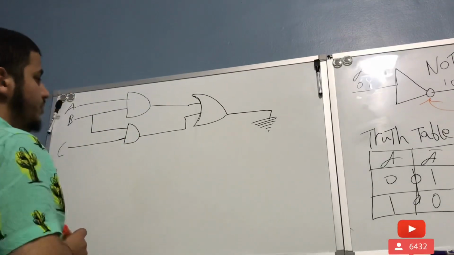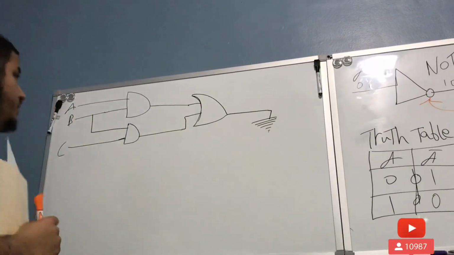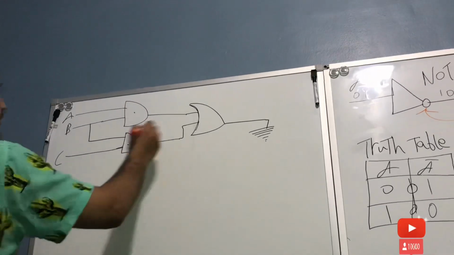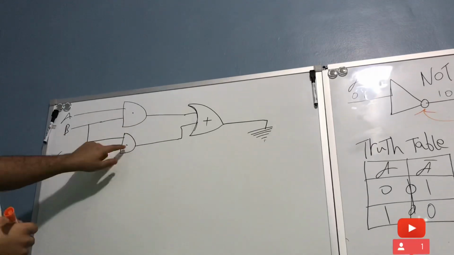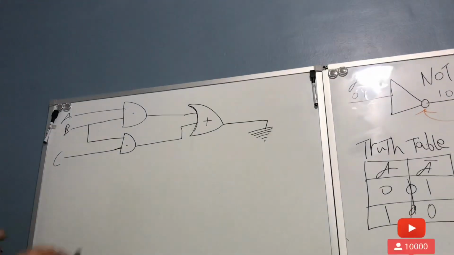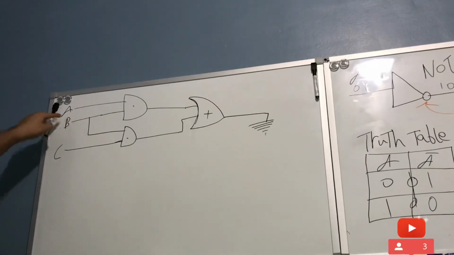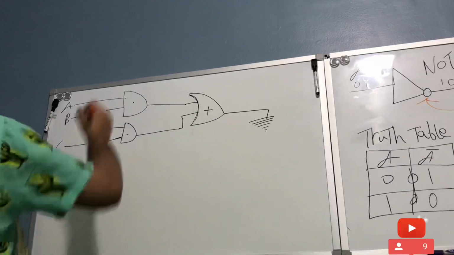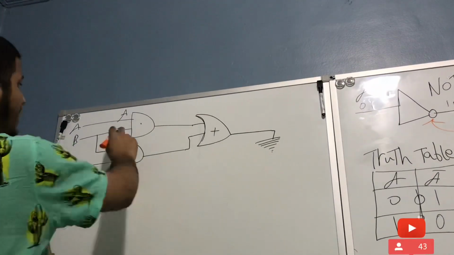Let's see what the output is in here. I'll just draw this again. Let's do here, if we have the plus, as I told you, times, plus. Alright, if we have A, B, and C, here we have the A and B. What will the output be?